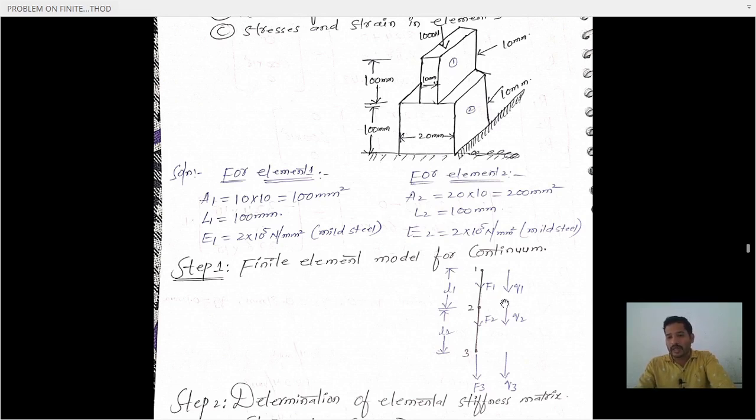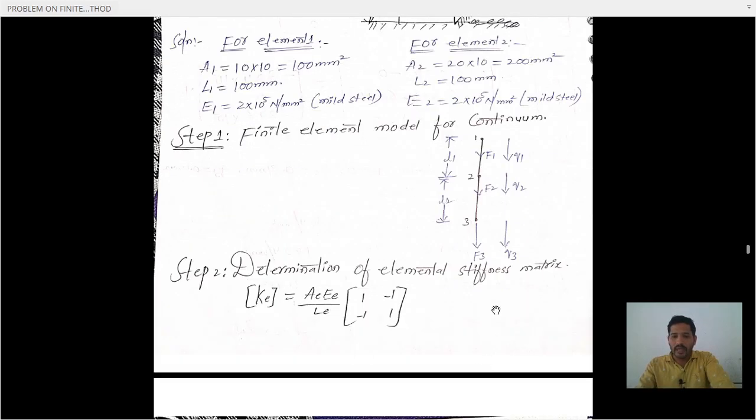Along with the forces, the nodal displacements are acting. The nodal force F1 is acting at point 1, and the nodal displacement Q1 is acting at point 1. In the same way, the nodal force F2 is acting at point 2, and the nodal displacement Q2 is acting at point 2. And the nodal force at point 3 is F3, and the nodal displacement at point 3 is Q3. Clear? I hope so. No one is having a doubt up to here.